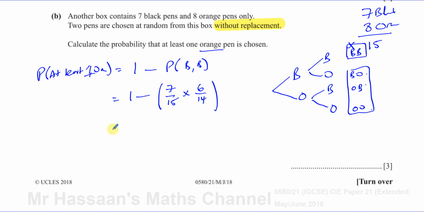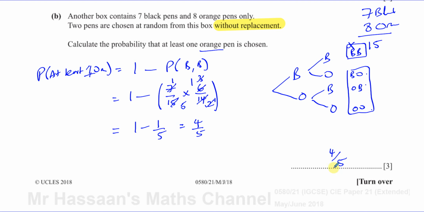All right. So now we can simplify this before actually continuing. 7 goes into 14 2 times, and 2 goes into 6 3 times. And also 3 goes into 15 5 times. So you're left with 1 minus 1 over 5, which is 4 over 5. So the answer is 4/5.